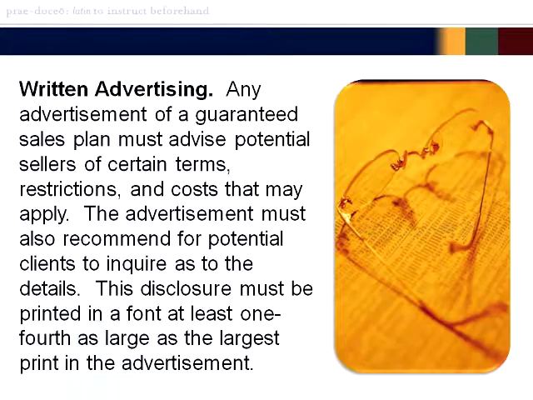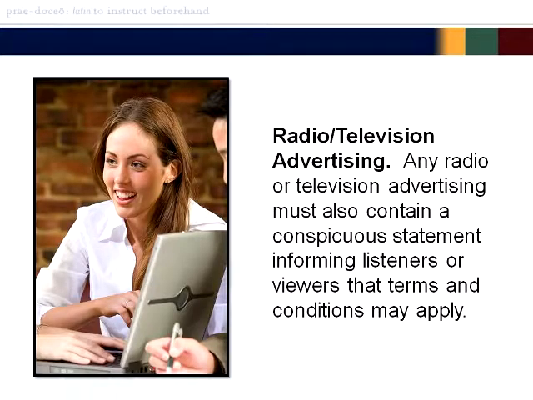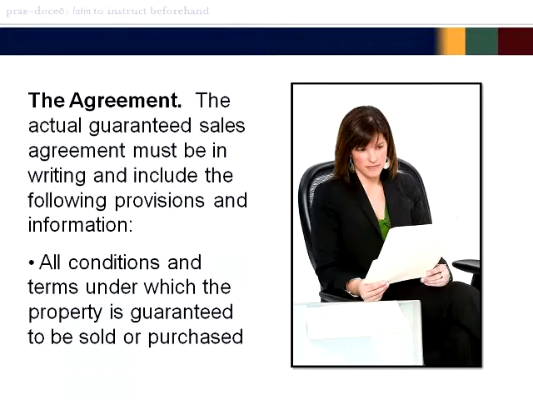Written advertising. Any advertisement of a guaranteed sales plan must advise potential sellers of certain terms, restrictions, and costs that may apply. The advertisement must also recommend for potential clients to inquire as to the details. This disclosure must be printed in a font at least 1/4 as large as the largest print in the advertisement. Radio, television advertising. Any radio or television advertising must also contain a conspicuous statement informing listeners or viewers that terms and conditions may apply.